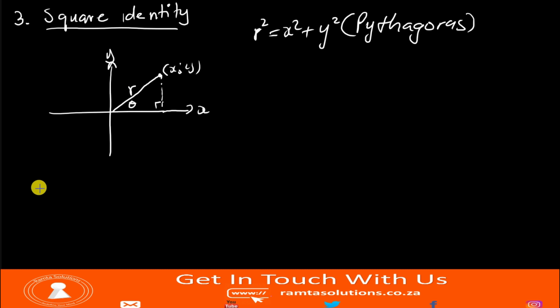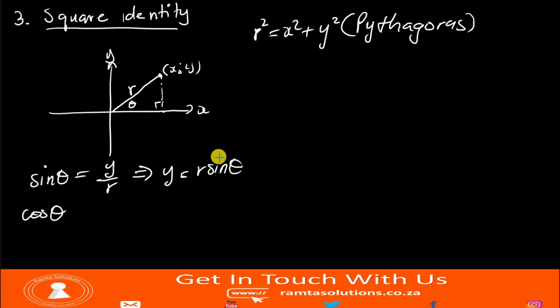Let me write it here. We said sine theta equals y over r. This implies y equals r sine theta. Okay? We also said cos theta equals x over r. From here we can say x equals r cos theta. Right? Perfect. So now let's proceed.